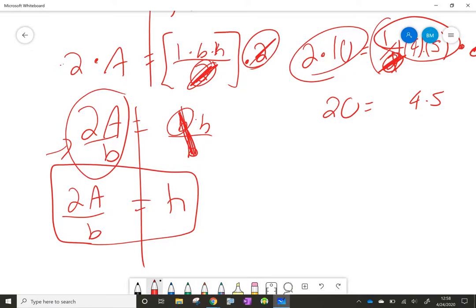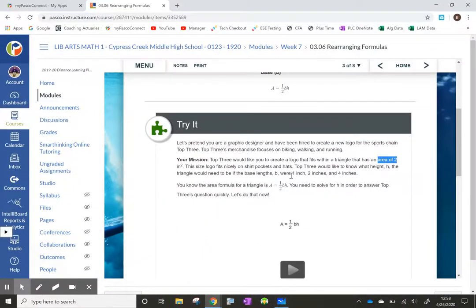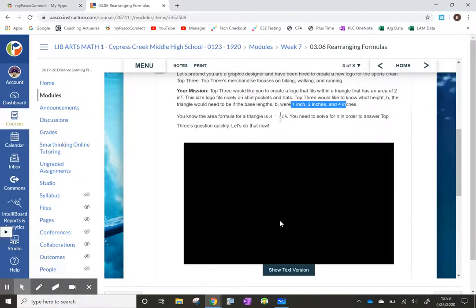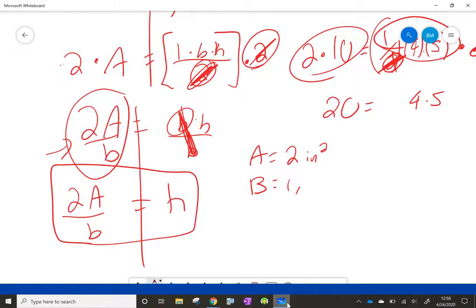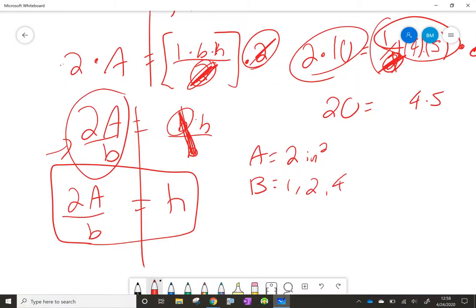And so now the company wants us to test out bases where they already told us the area was 2 inches squared. It wants to test out bases that are 1 inch, 2 inches, and 4 inches. Oops, I didn't mean to click on that. So let me turn that off. I don't even know if it's going to work. Bases of 1 inch, 2 inches, and 4 inches, right? So we're going to try that for each of these.